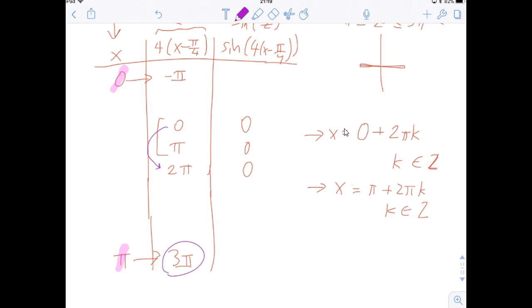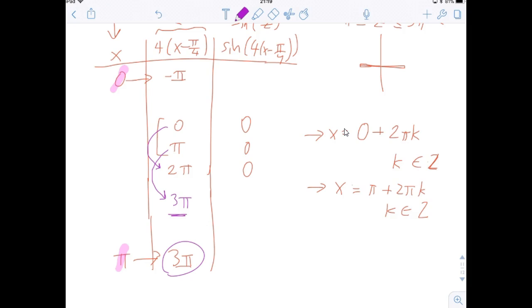So we know that 4 pi is too big, so we don't need to go to 4 pi, do we? And then if we add 2 pi to pi, we get 3 pi, and 3 pi is at the very edge of the domain, so 3 pi is fine. It's not only a solution, it's also the edge of the domain. We can stop right there.